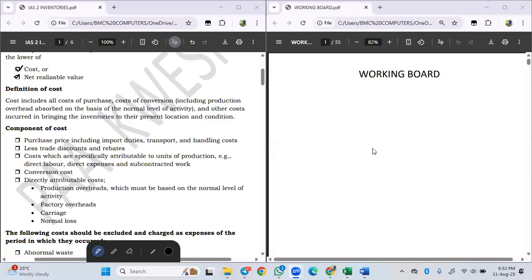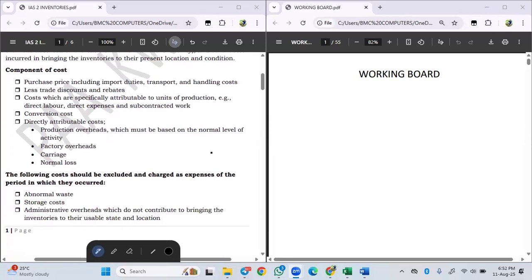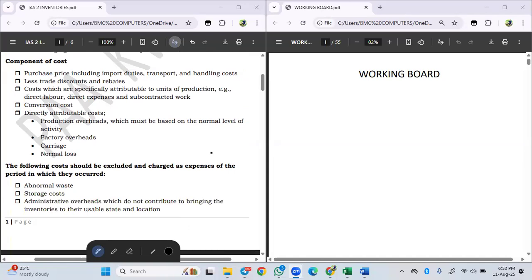So as I was saying, with the cost, you add the production overheads, and also we've heard of this in management accounting and all that. Another cost incurred in bringing the inventories to their present location and condition. We've done PPE, so we don't waste much time there. The component of cost, as I said, is similar to that of PPE.